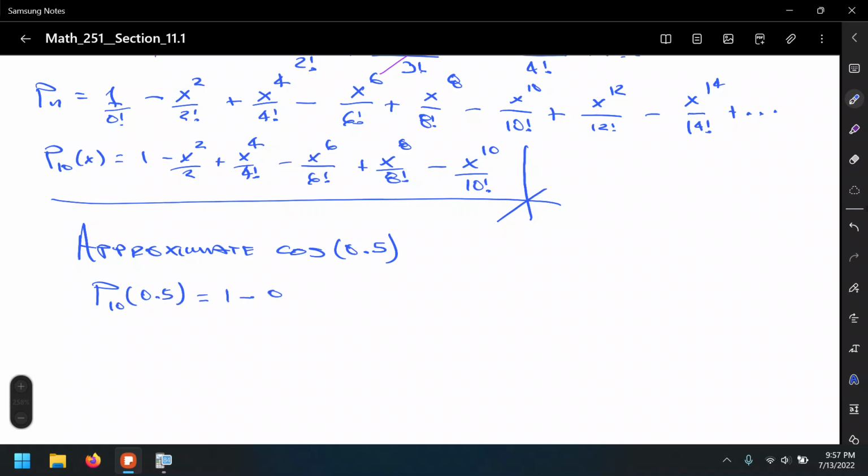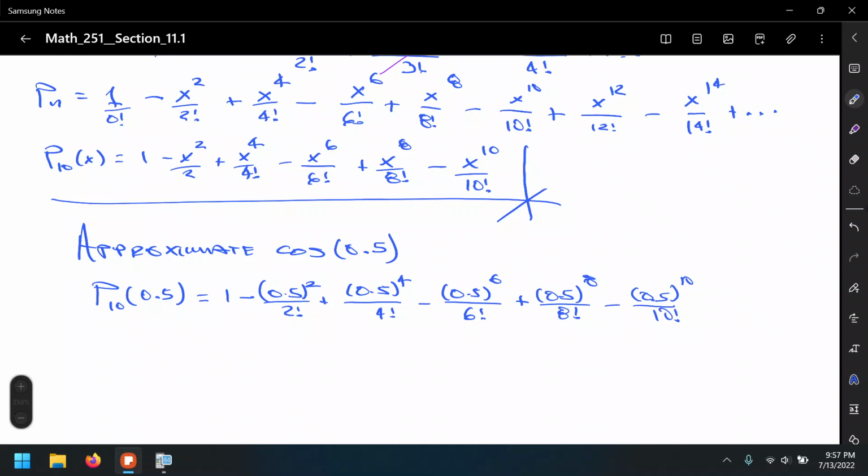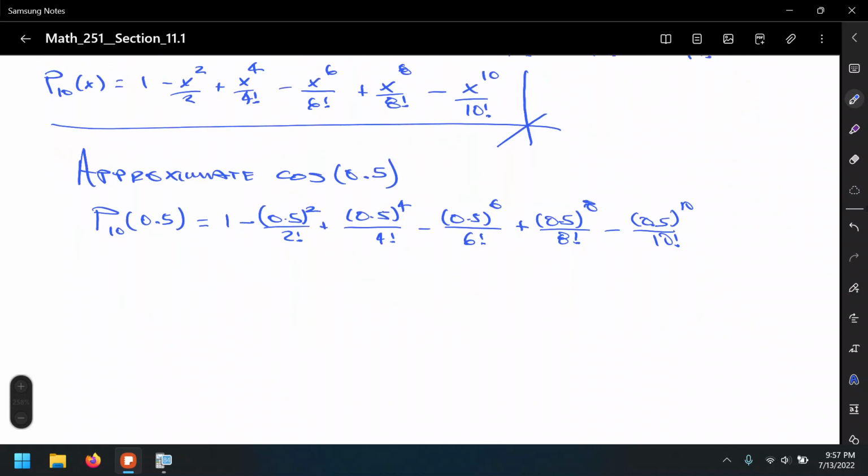equals 1 minus 0.5 squared over 2 factorial plus 0.5 to the 4th over 4 factorial minus 0.5 to the 6th over 6 factorial plus 0.5 to the 8th over 8 factorial minus 0.5 to the 10th over 10 factorial. And while using a calculator, actually this 10th degree approximation is going to do a really good job, and this is approximately 0.878. Both approximation and actual.